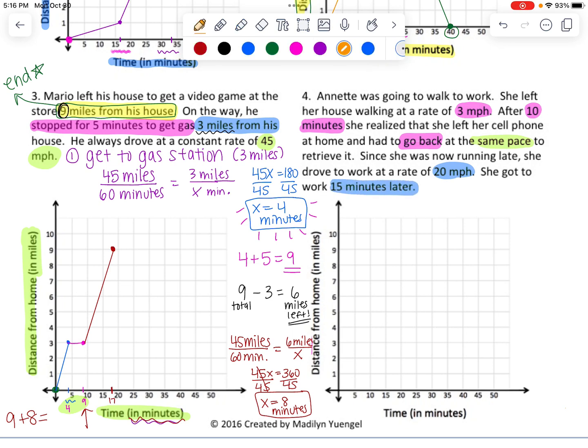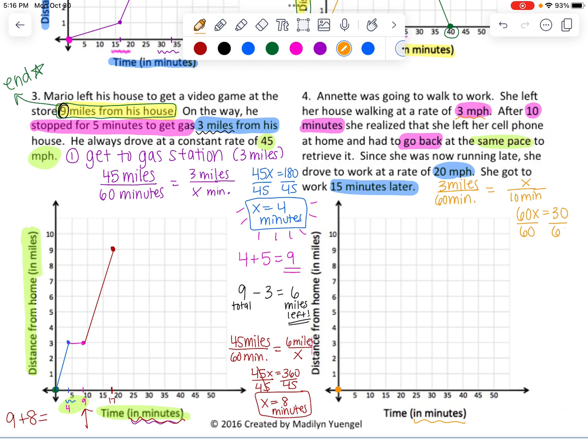So we're starting at home. 0, 0. Put your first dot at the origin. Okay. We've got a couple of conversions we need to do. We know that she was walking at a rate of 3 miles per hour. I'm putting 60 minutes on the bottom because, again, in my x-axis, we're talking about minutes traveled. So we know that it took her 10 minutes. I need to know how far did she travel in that 10 minutes. So you're going to cross multiply.